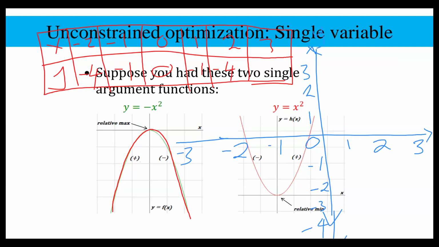When x is negative 2, what is the value of y? Negative 4. Somewhere here you plot, you've seen? When x is negative 1, what's the value of y? Negative 1, here. When x is 0, the value of y is also 0. So it will be at this point. When x is 1, the value of y is negative 1, right? When x is 2, the value of y is negative 4. So then you join these points.